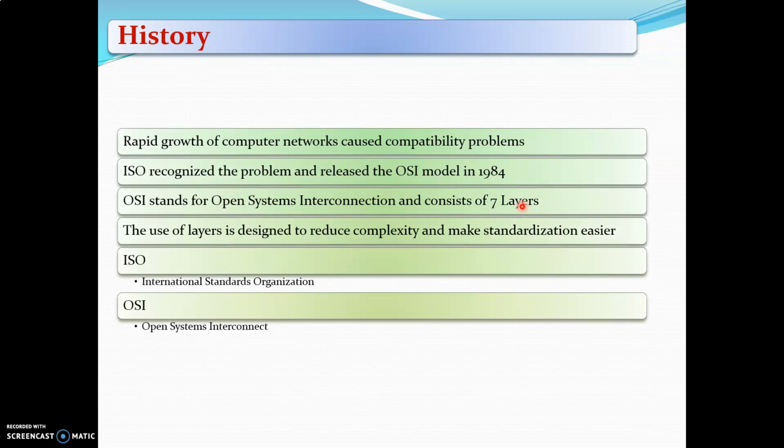Next, the history of networks. The rapid growth of computer networks caused compatibility problems. ISO recognized the problems and released the OSI model in 1984. OSI, Open System Interconnection, consists of 7 layers. The use of layers is designed to reduce complexity and make standardization easier. ISO means International Standards Organization, OSI means Open System Interconnection.